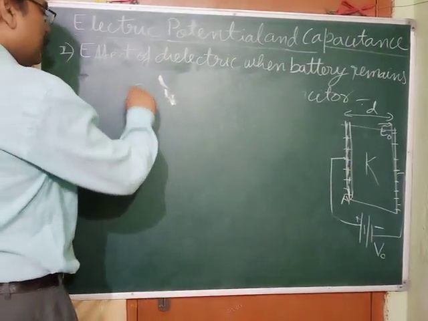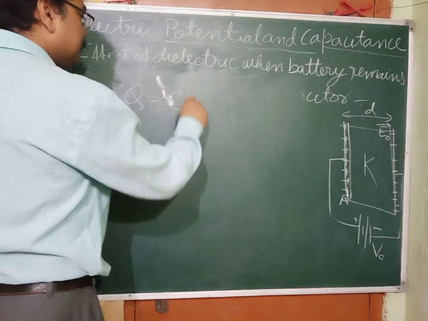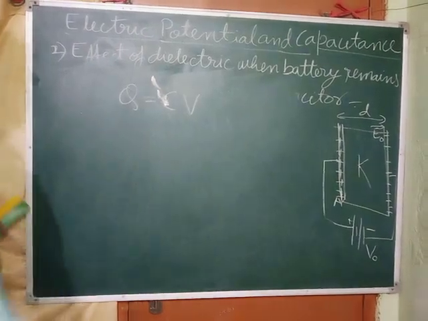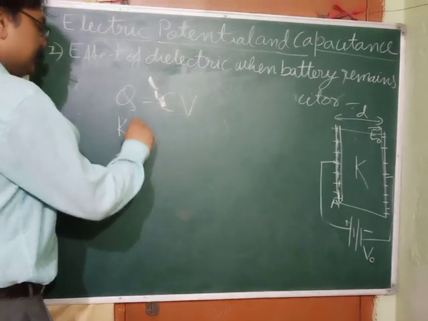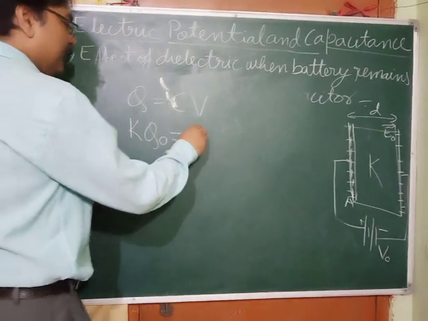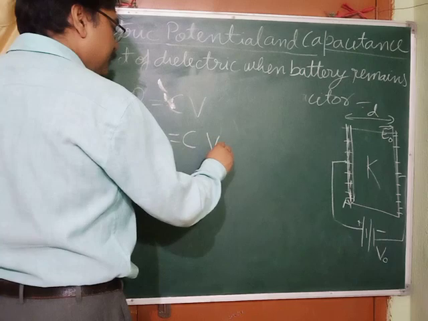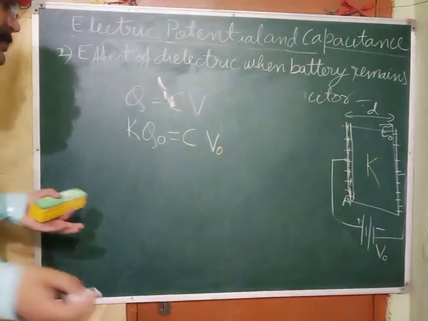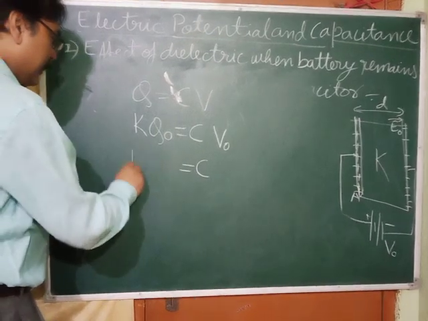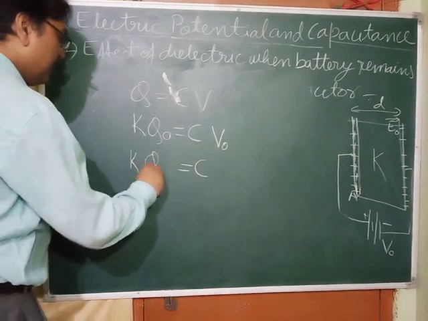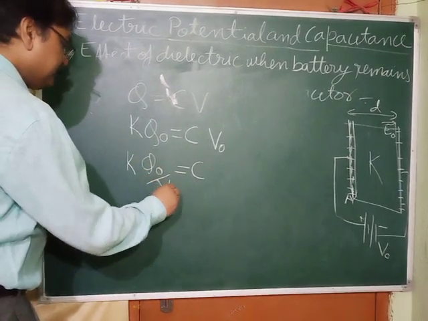We know very well Q is equal to CV. Now Q is what? It is K Q naught. C is this one, and V is V naught, because V is not changing. So what will we get? C is equal to K Q naught by V naught.